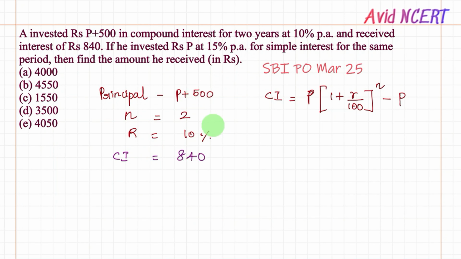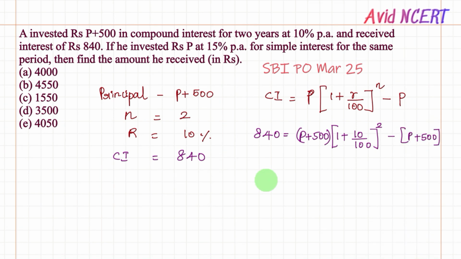So I'm just going to substitute all these values in this formula. 840 equals (P plus 500) multiplied by (1 plus 10 by 100) whole power n, which is 2, minus (P plus 500). We have to solve this as simply as possible. So 840 equals P plus 500 times, taking the LCM, which is 100, 100 times 1 is 100, plus 10 is 110, over 100, the whole square, minus (P plus 500).